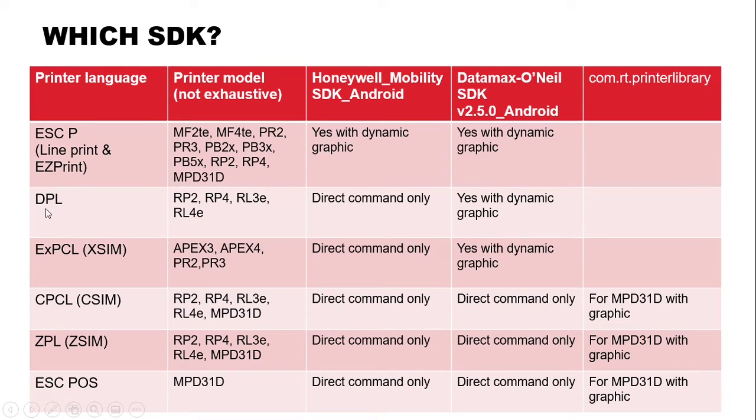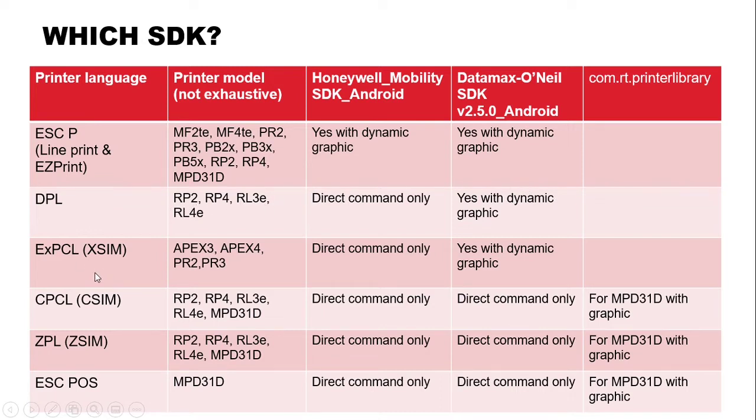As for DPL, which is Datamax Programming Language, this primarily works on the RP and IL series of the mobile printers. If you are using the Mobility SDK for Android, you can only print with direct commands. If you want to print with graphics, you need to write your own graphics generator to generate the right graphic format for the DPL. The Datamax-O'Neil SDK does come with direct commands and also the dynamic graphics commands for you to generate the graphics required for the DPL.